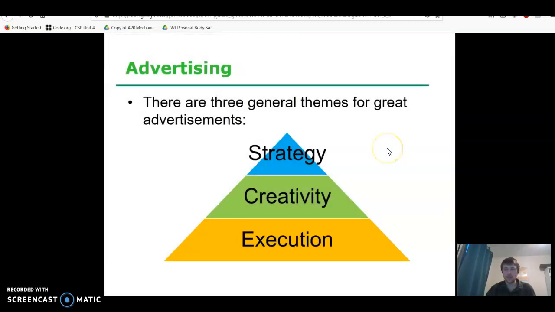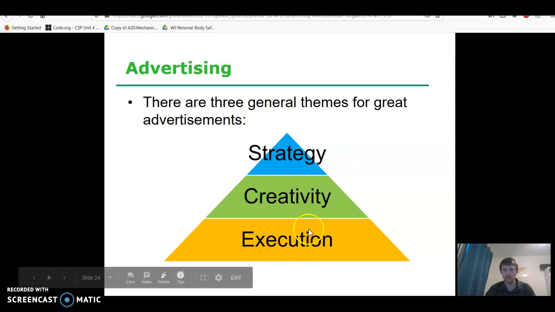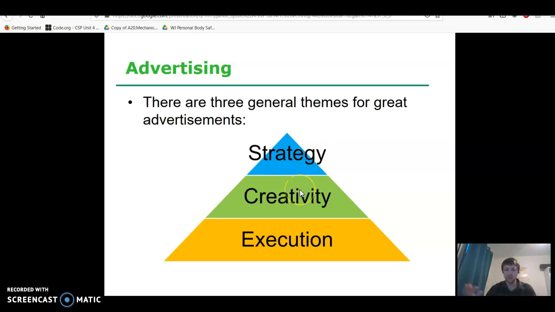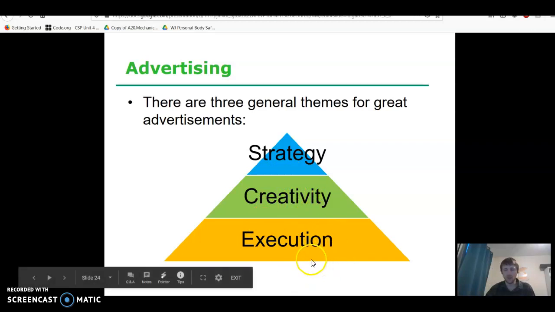All right, so advertising hinges on three different things that you need to bring together in order to have something successful accomplished. You have to have a strategy. You have to use creativity to actually come up with a good way to put something together. And lastly, you have to execute well on that vision.